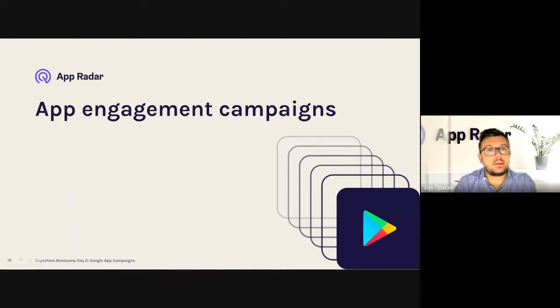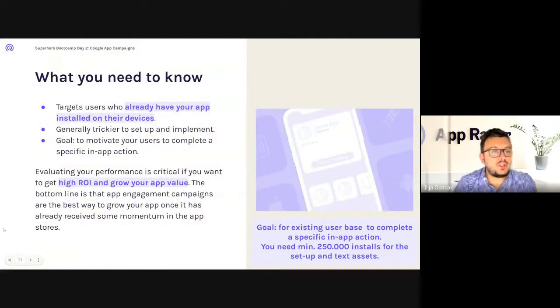App engagement campaigns. What do you need to know about that? They are for an existing user base to complete a specific in-app action. You need a minimum of 250,000 installs for the setup and text assets. So this means that engagement campaigns are typically not the ad campaigns that you start with. Those are a bit more advanced and sometimes a bit trickier to set up and implement, because they target users who already have your app installed on their devices.